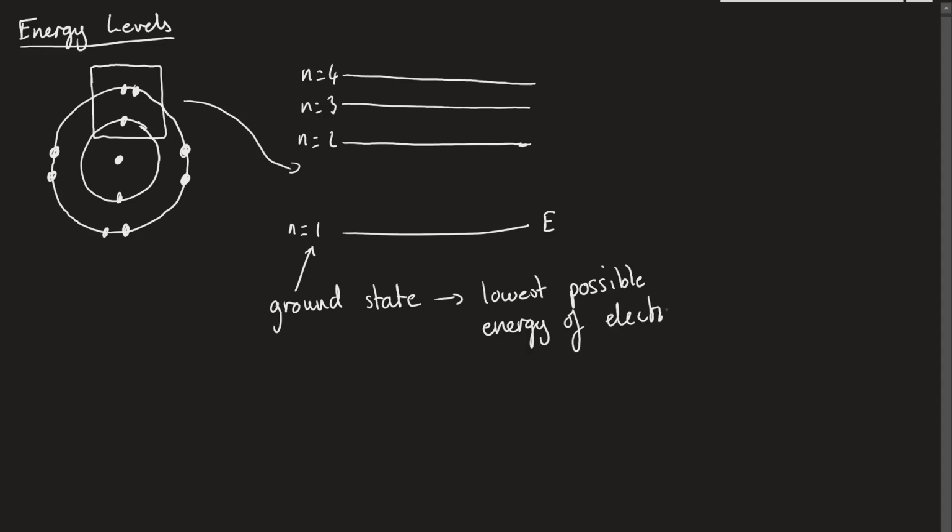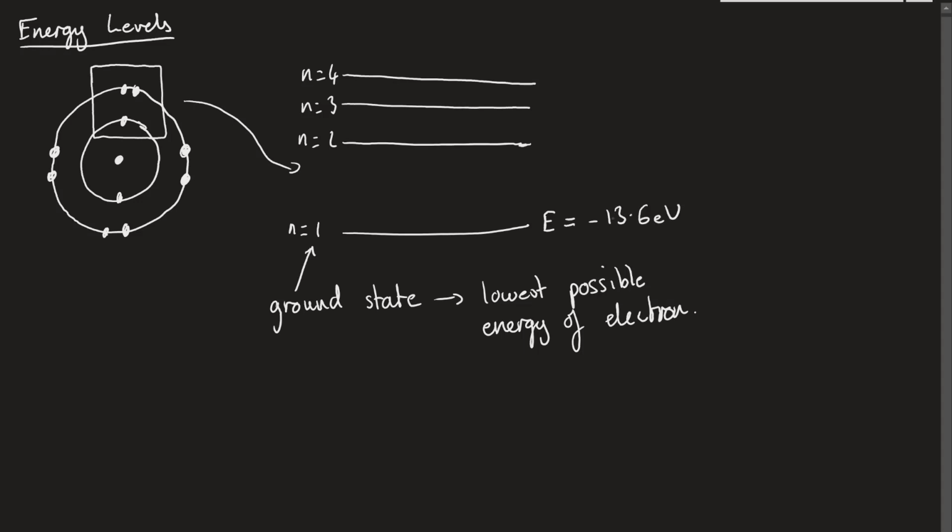But we could also apply this term ground state to a whole atom. If we have all electrons as close to the nucleus as possible, we would say it's in its ground state, because we don't have any extra energy. We've got no ionization, so it has the lowest possible energy that that atom could have. So it could also be applied to the atom. But the energy of this is minus 13.6 electron volts.